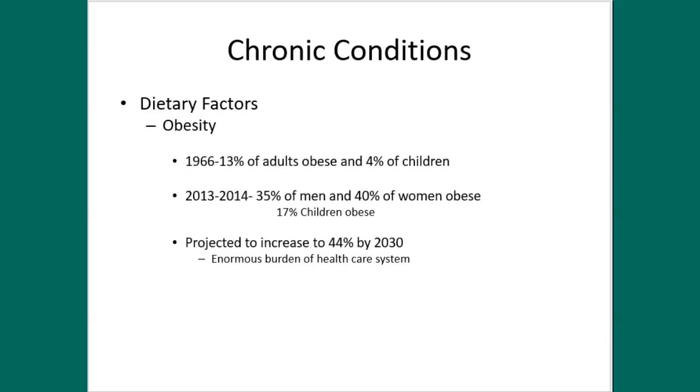Dietary factors, of course, lead obviously to obesity. And here are some numbers again. I found these startling. In 1966, about 50 years ago, a little more than 50 years ago, only 13% of adults were obese and 4% of the children. These are American numbers, by the way. In 2013 and 14, 35% of all men and 40% of all women were considered obese, and 17% of our children were considered obese. These numbers are projected to continue to increase and may go as high as 44% for men and women by the time we hit 2030.